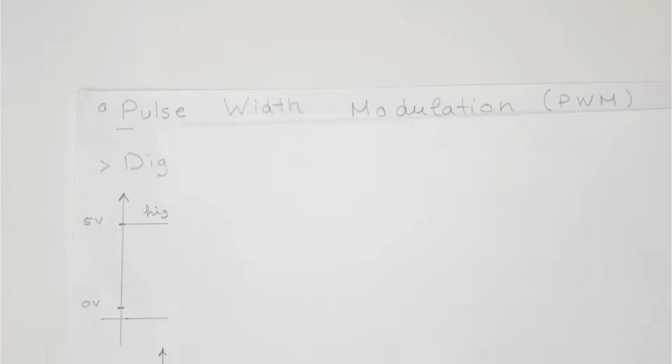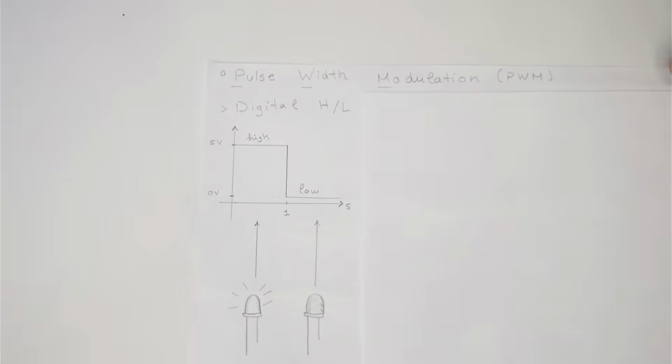Now, what we are usually used to is a regular digital high and low. So we have high, which is 5 volts, and low, which is 0 volts. For high, the LED is simply on, and for low, it's simply off, so 0 volts.